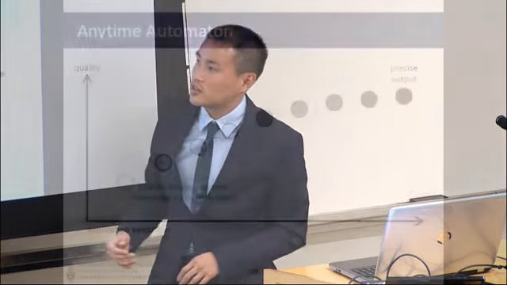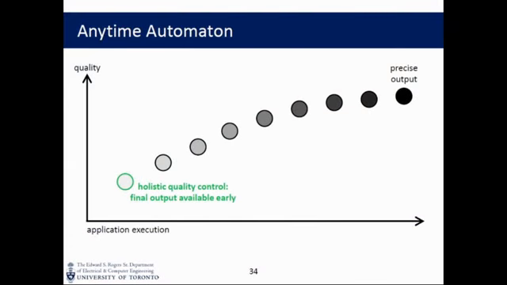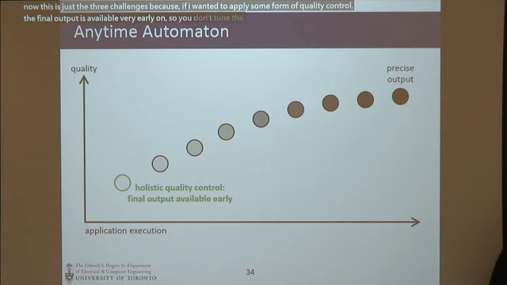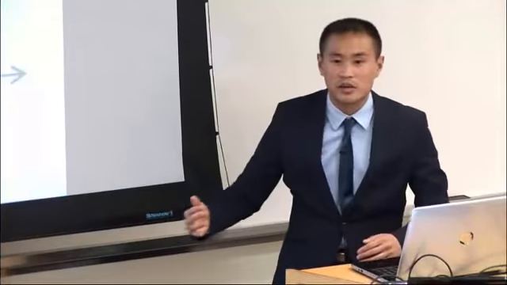So now, this addresses the three challenges, because if I wanted to apply some form of quality control, the final output is available very early on. So you don't tune the quality based on the local approximations, which you can't reason about in the end-to-end application quality, because now the end-to-end application quality is ready for you. So you can do any form of quality monitoring on that.